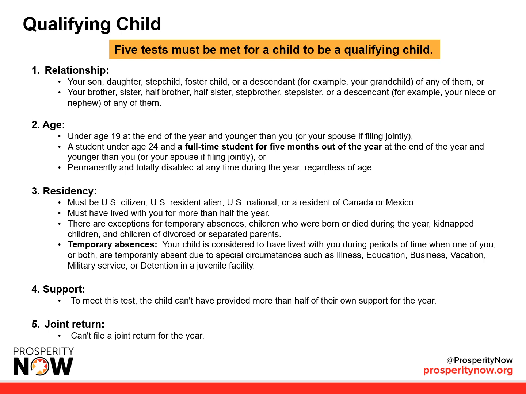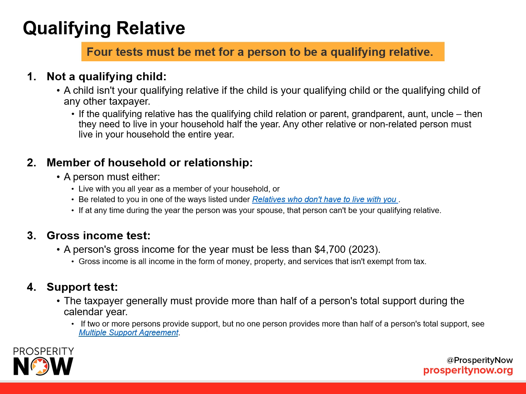If someone is permanently and totally disabled, they can be claimed as a dependent regardless of age. A qualifying child must be a U.S. citizen living with you for more than half the year, with the exception of temporary absences. To meet this test, the child can't have provided more than half of their own support or file a joint return for the year. Let's take a look at the 4 tests that must be met for a person to be a qualifying relative.